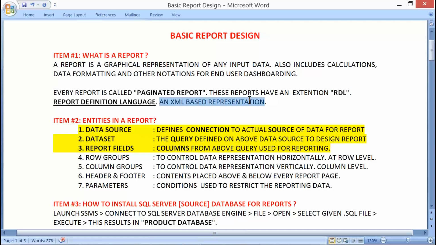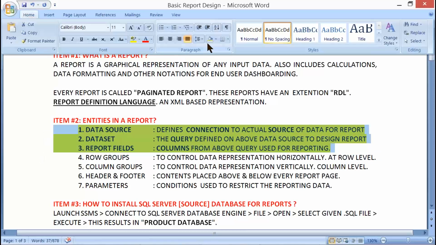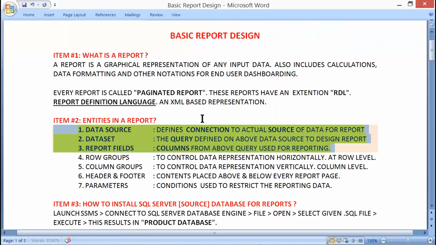It's an XML based representation, and these are the entities in a report. There are three mandatory entities in a report. Number one, we have the data source, which defines connections to the actual source of data required for reporting. Then we have the data set, the query defined on the above data source to design the report. Then we have report fields, columns from the above query used for reporting. From whatever query you have in number two, those columns are taken into three.